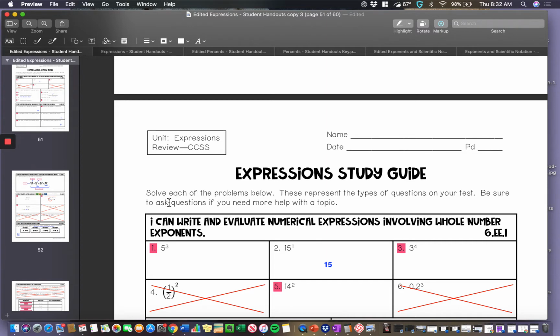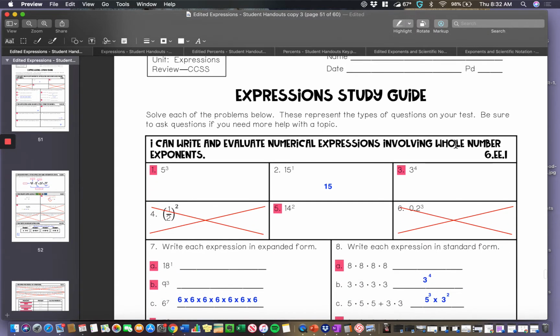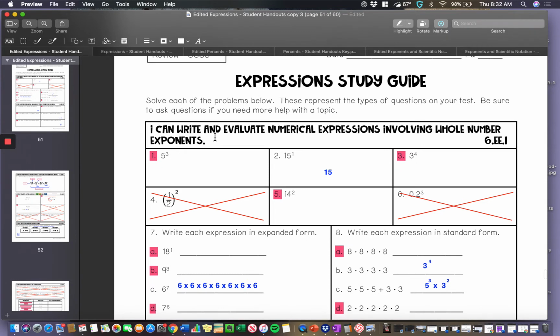So, solve each of the problems below. These represent the types of questions on your test. Be sure to ask questions if you need help with the topic. So, the first box we have here is: I can write and evaluate numerical expressions involving whole number exponents.